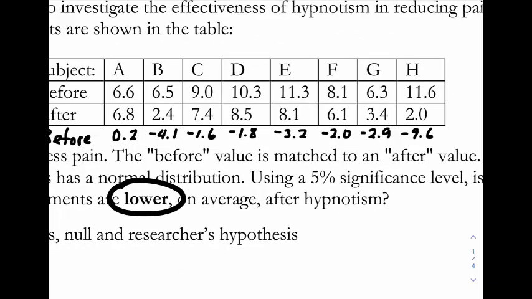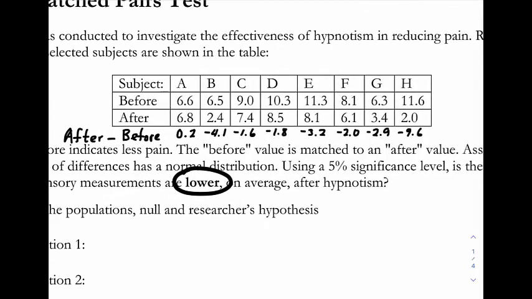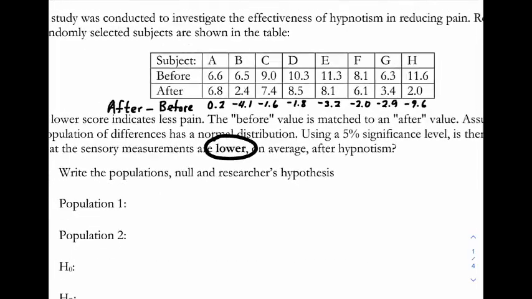So you notice that a lot of these have negative values. We want that. We want all those differences to be negative. That will help us show a lowering of pain. So in all of these, you want to always take the after minus before.